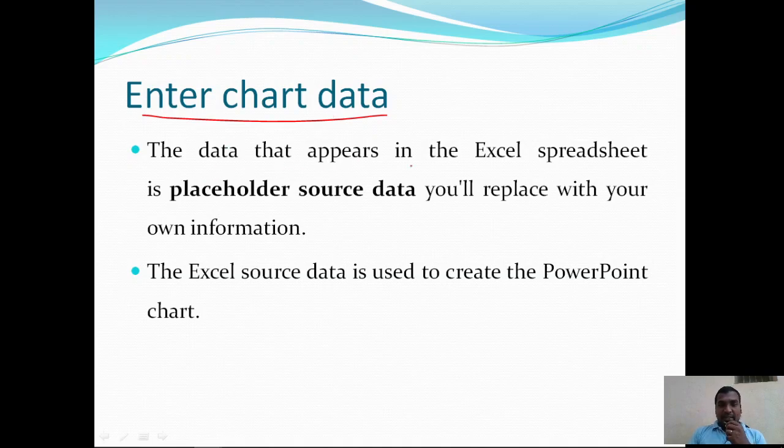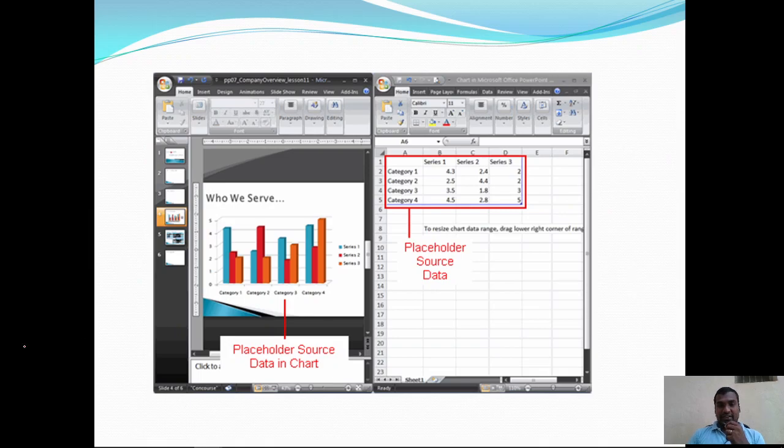The data that appears in the Excel spreadsheet, the placeholder source data, you will replace with your own information. The Excel source data is used to create the PowerPoint chart. You can observe here in this screen image, half of the screen is displayed by the PowerPoint presentation application, and the other half is displayed by the chart Excel application. In this Excel application, it displays the source data. This is called placeholder source data.